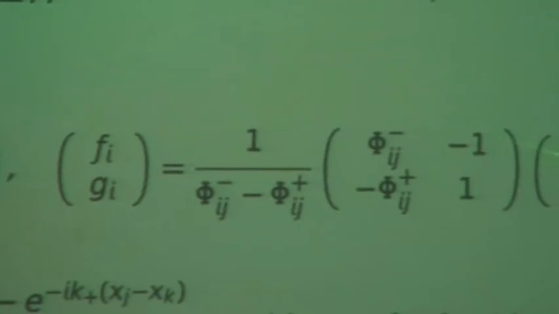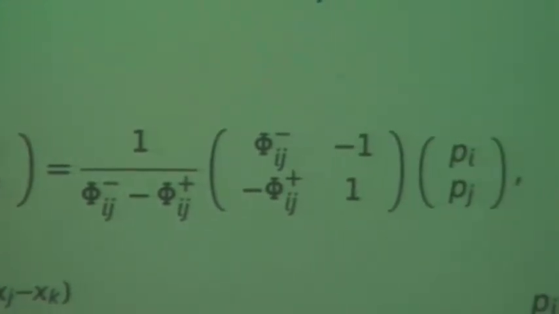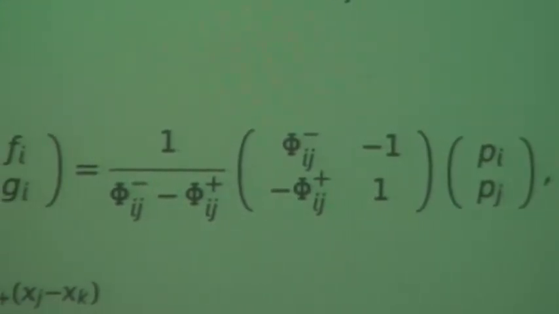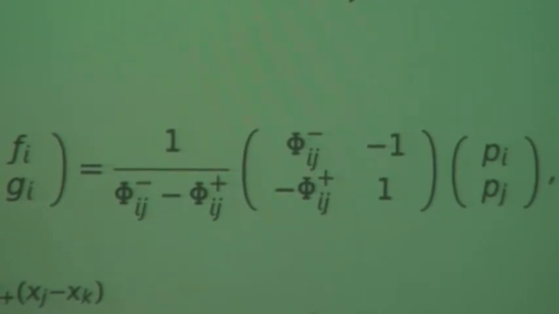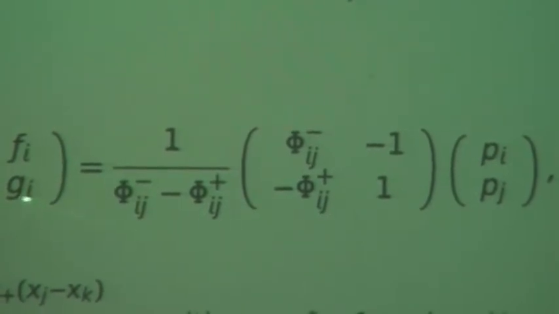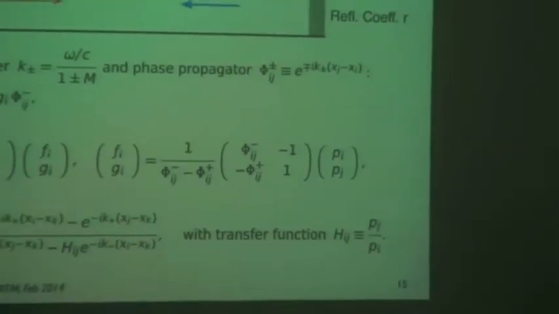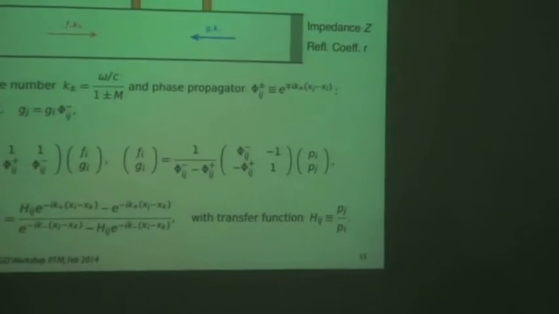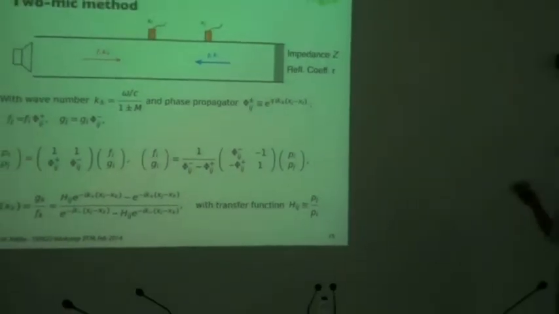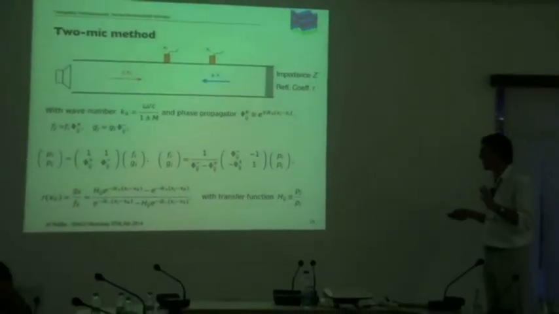Now I am in a comfortable situation knowing the pressures at the two locations, which is easy if I have two microphones. I can compute the amplitudes Fi and Gi at location i. I have everything I need. Now I can compute the impedances and reflection factors and whatnot. It can become a little complicated.